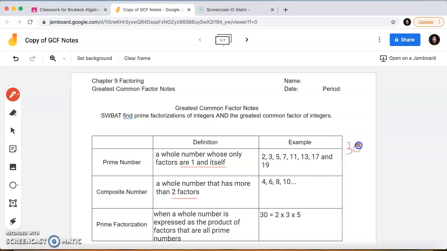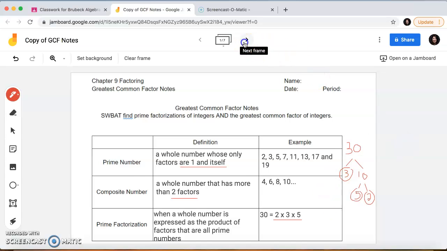If we break down the number 30, that can be multiplied to 3 and 10. You could also do 5 and 6. And then 10 breaks down to 5 and 2. And so our prime factors are 3, 5, and 2. The way you write the prime factorization is you say 2 times 3 times 5. And that's how you write the prime factorization. We'll talk more about that in today's notes.